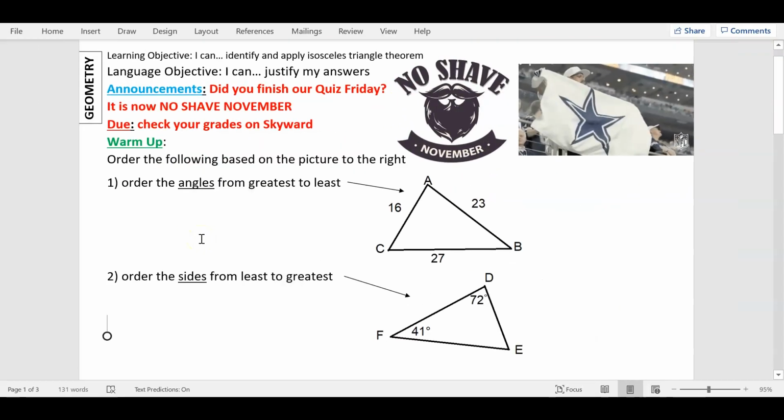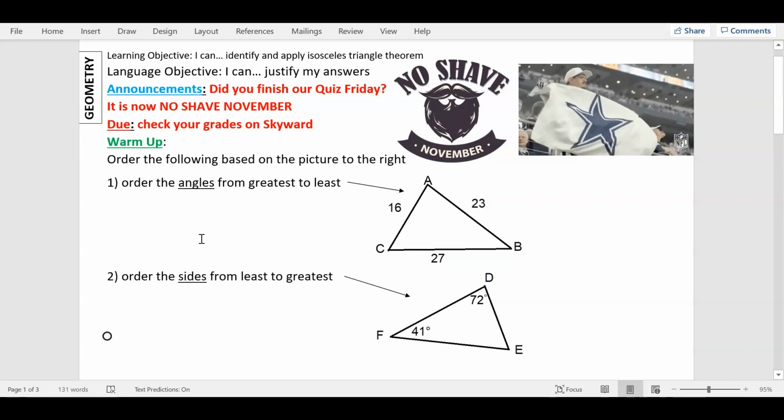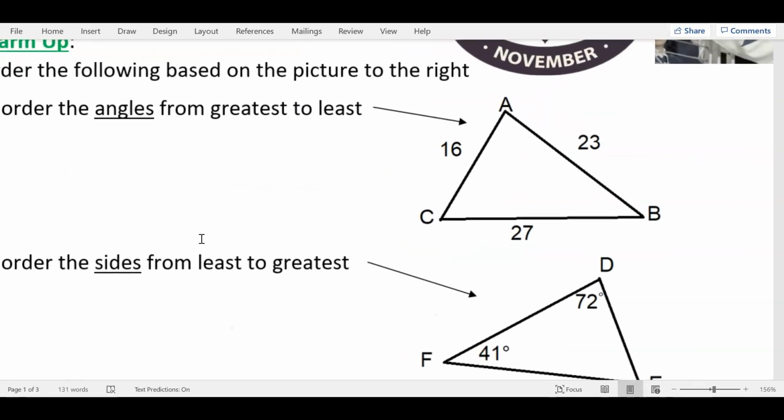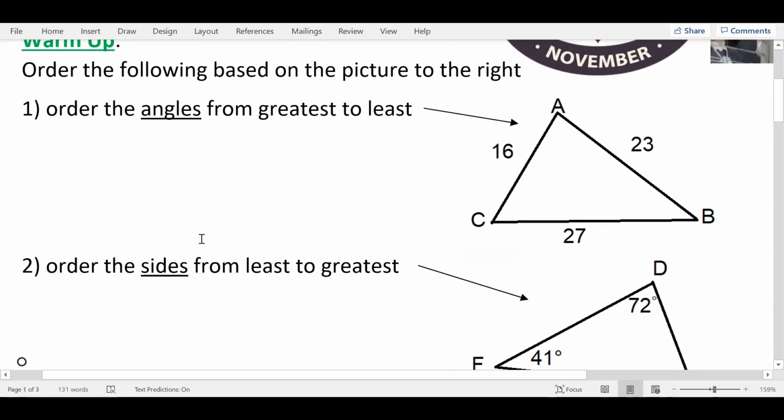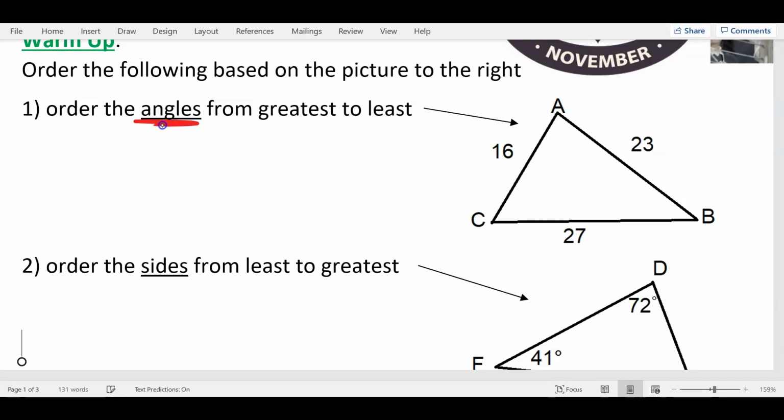So, continuing with our objective from yesterday, here's our warm-up. If you look at number 1, what are we trying to put in order? The angles, right? And from what to what? Okay, greatest to least. I want you to notice it's not always greatest to least. It's not always least to greatest. You got to definitely think about what it says, okay?